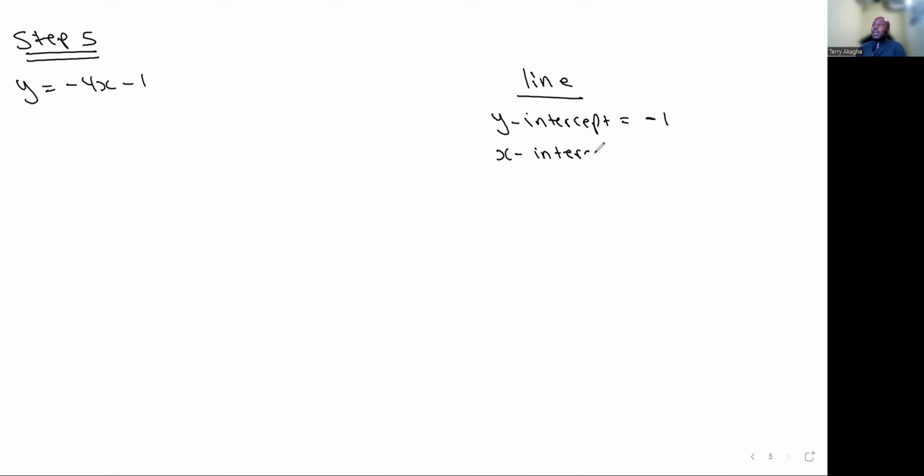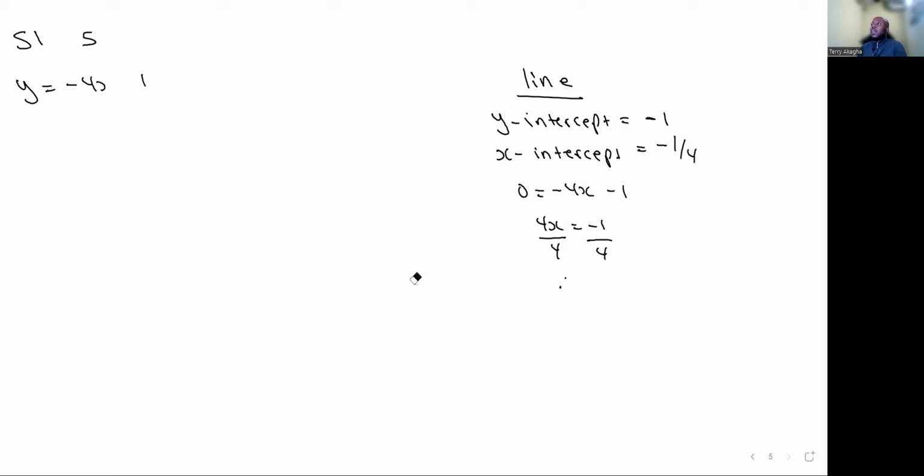So for the x-intercept, y is equal to 0. So 0 is equal to minus 4x minus 1. Take this to the other side. So 4x equals minus 1. Divide both sides by 4. Are you seeing it? So therefore, x is going to be what? Minus 1 over 4. So the x-intercept is minus 1 over 4. Okay, so that is that for that.